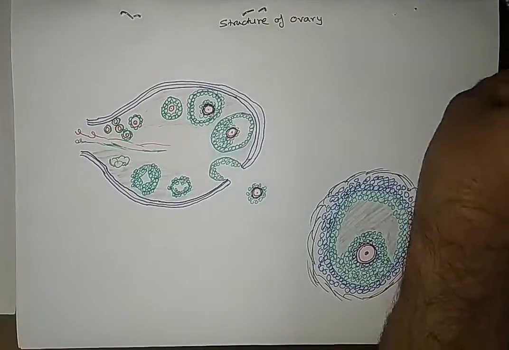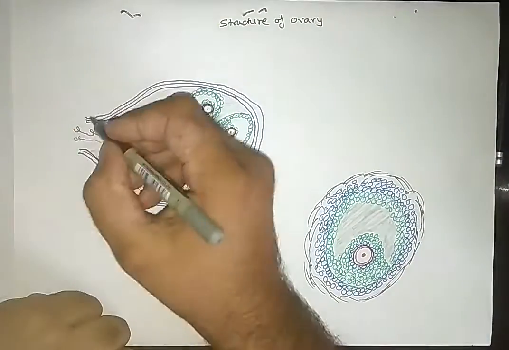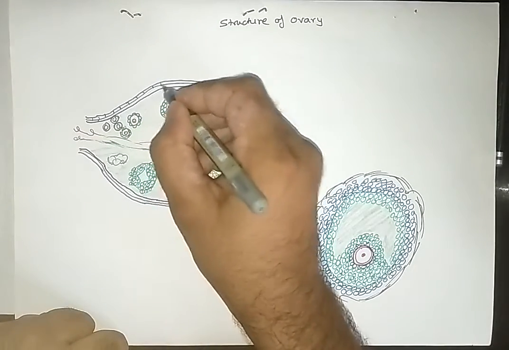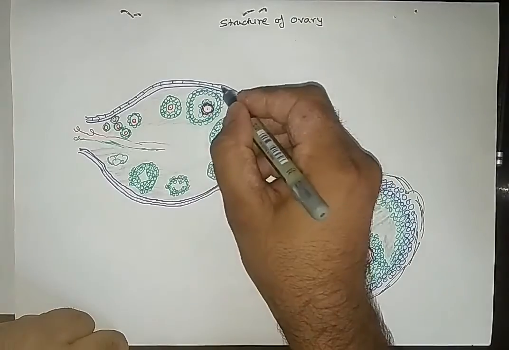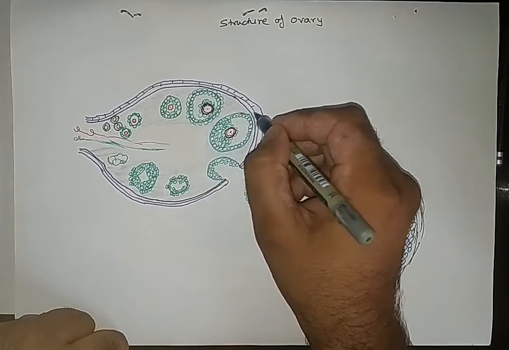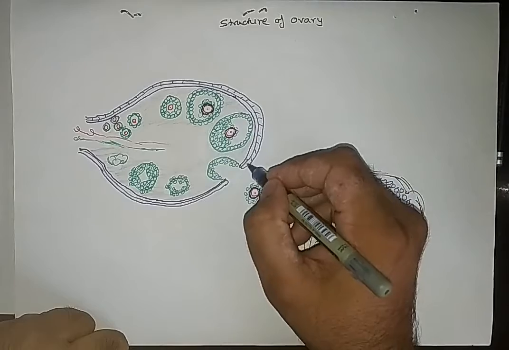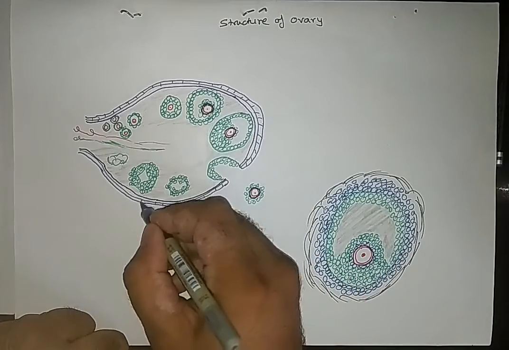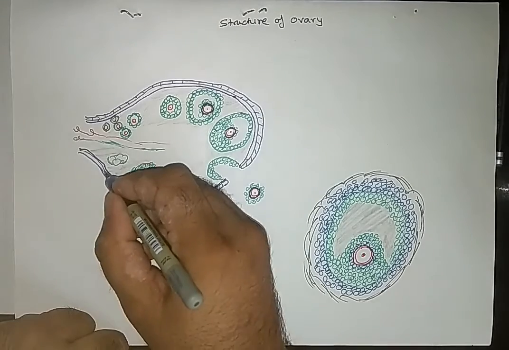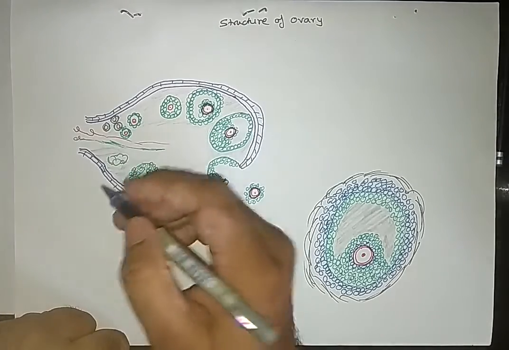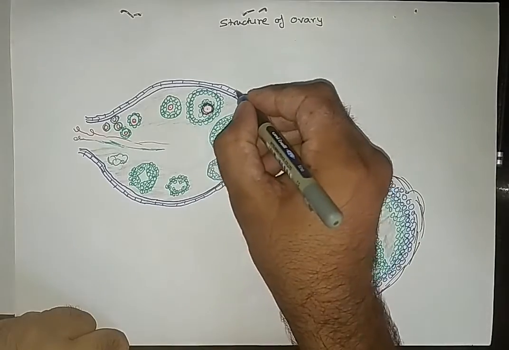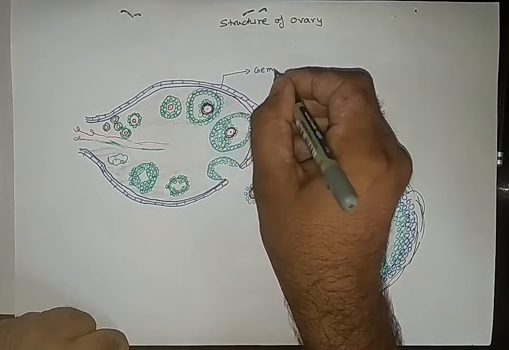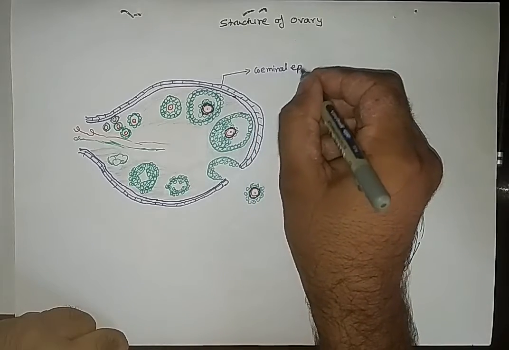The outer layer of the ovary is basically a layer of cells, and this layer of cells is called the germinal epithelium. So this is a layer of germinal epithelium.